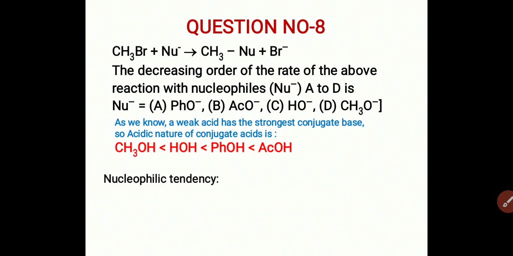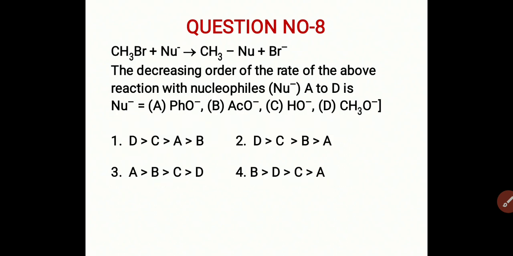So hence I can write the nucleophilic tendency. See, this is the acidic order, correct? So nucleophilic tendency, what happens now? CH3O minus is highest because its conjugate acid is the weakest acid. Hence it is the strongest base, then OH minus, then PhO minus, then AcO minus. CH3O minus is D. So D more than C more than A more than B. So what is the answer? Option A, that is the first option, is the correct one.